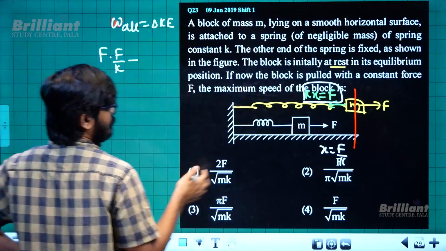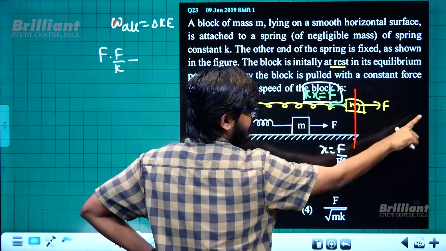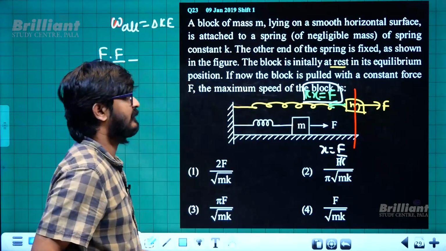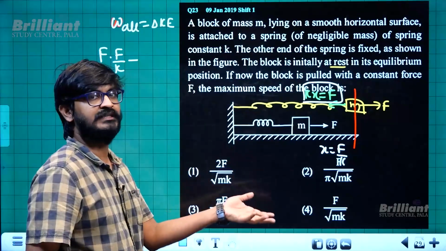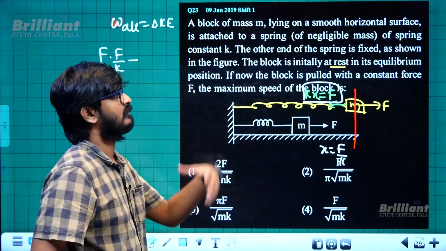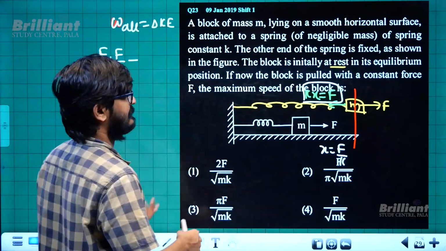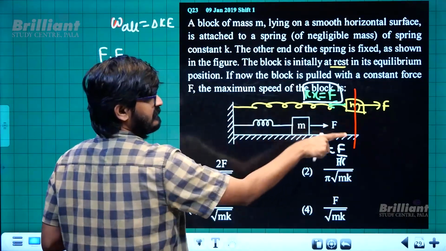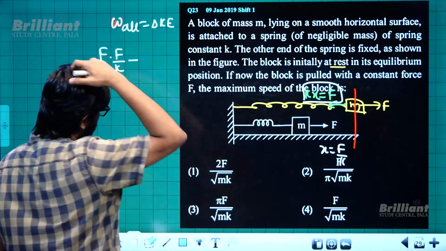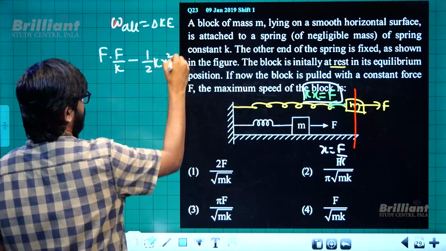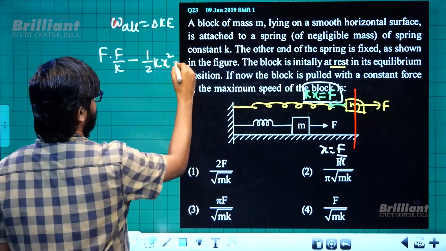Now what about the spring force? The displacement is in this direction, but the spring force is in this direction. So the spring will be doing negative work. We have seen potential energy is half kx square, right? So the work done by the spring is also going to be half kx square magnitude-wise, but it is negative, right? Because displacement is in this direction, force is in this direction. So it is going to be minus half kx square equals the change in kinetic energy.